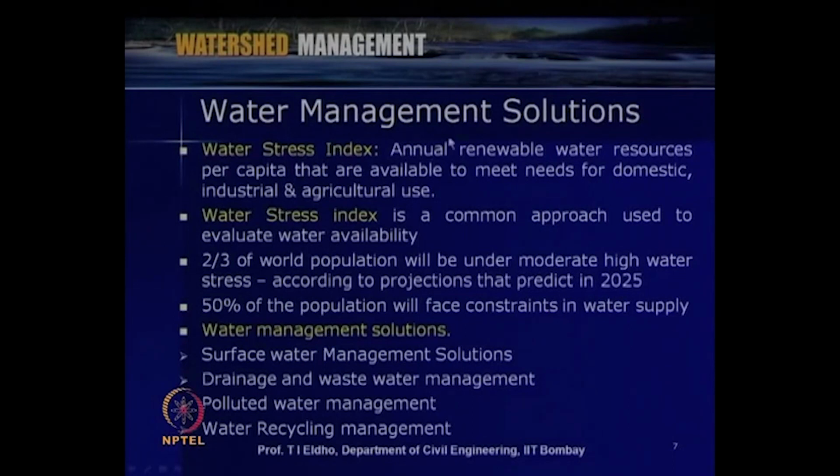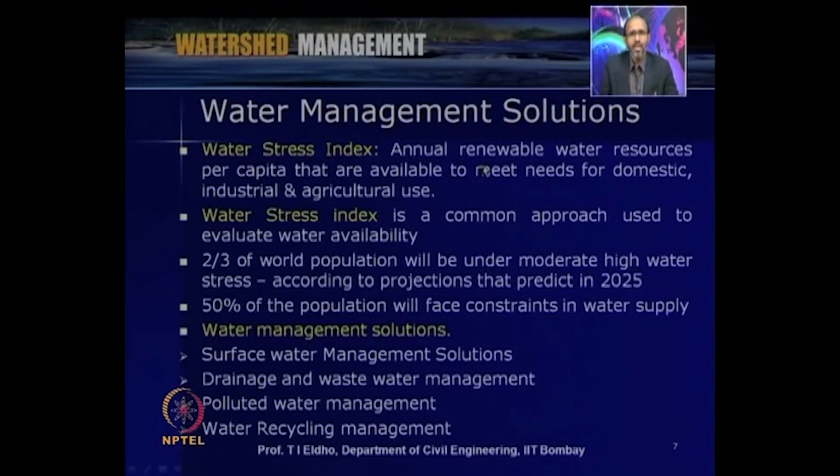So, water management solutions. As I mentioned earlier, we have water stress, which we can indicate in terms of the water stress index. Actually this is the annual renewable water resource per capita available to meet needs for domestic, industrial, agriculture and other purposes. So we can come up with an index called the water stress index for a particular area based upon the availability of water and the various uses. Depending upon the supply and demand, we can come up with a water stress index. This is one of the commonly used approaches to evaluate water availability.